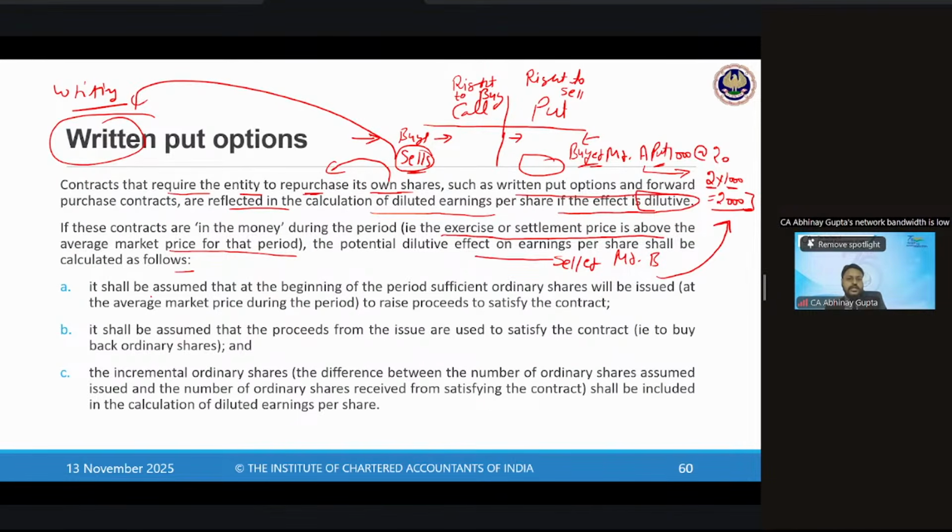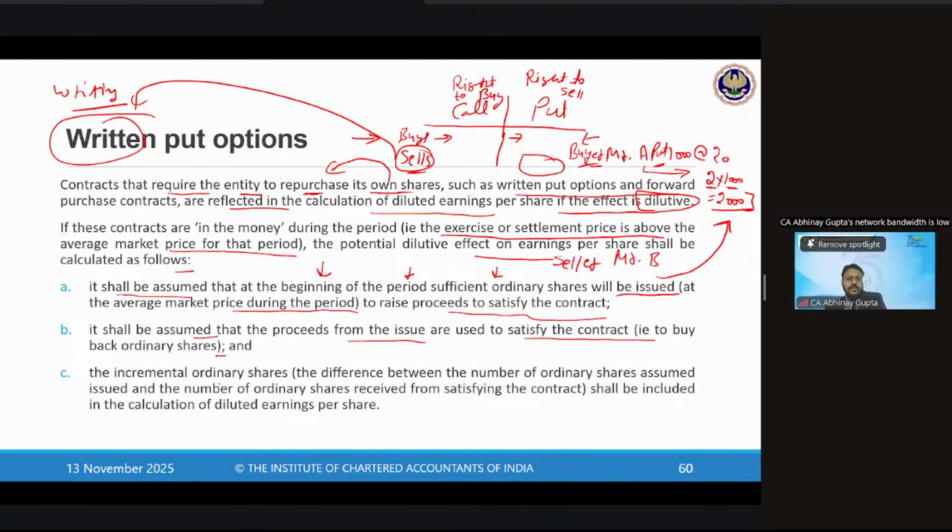1. It shall be assumed at the beginning of the period sufficient ordinary shares will be issued at the average market price during the period to raise the proceeds to satisfy the contract. Then, second assumption, it shall be assumed that the proceeds from the issue are used to satisfy the contract, that is to buy back the ordinary shares.